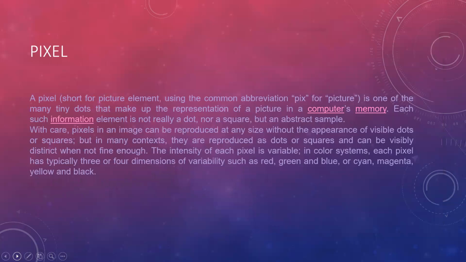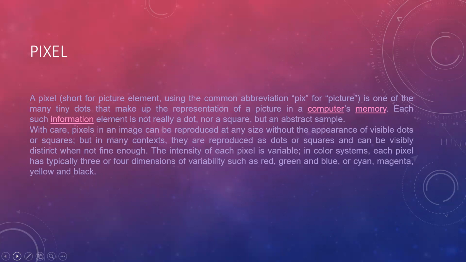The next one is the pixel. The main important component in computer graphics is the pixel. A pixel, short for picture element, using the common abbreviation pix for picture, is one of the many tiny dots that make up a representation of a picture in a computer's memory. Each such information element is not really a dot nor a square but an abstract sample. With care, pixels in an image can be reproduced at any size without the appearance of visible dots or squares, but in many contexts, they are produced as dots or squares and can be visibly distinct when not fine enough.